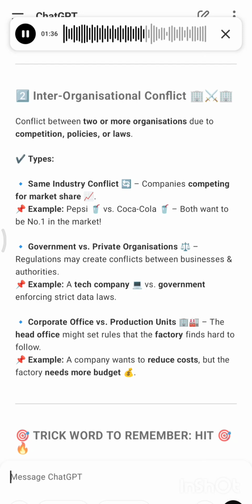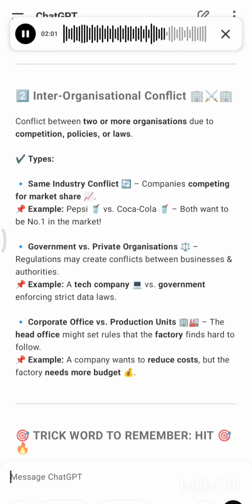Types: same industry conflict. Companies competing for market share. Example, Pepsi versus Coca-Cola. Both want to be number one in the market. Government versus private organizations. Regulations may create conflicts between businesses and authorities. Example, a tech company versus government enforcing strict data laws.